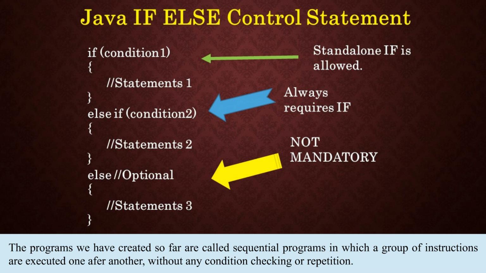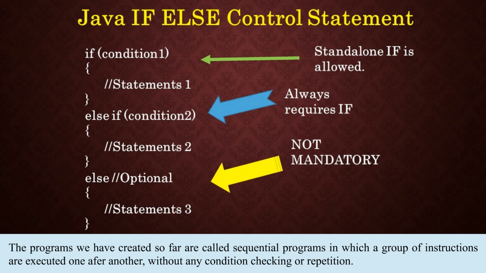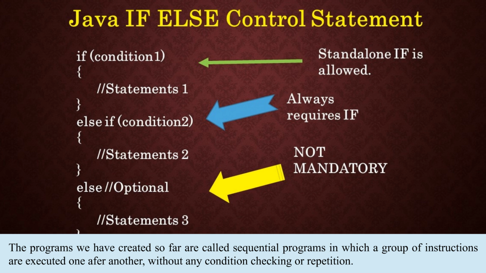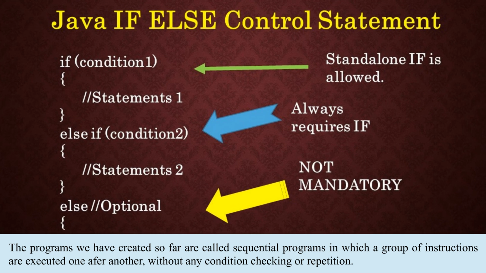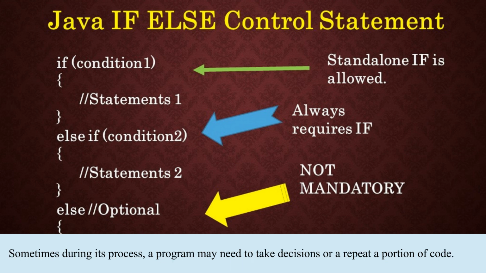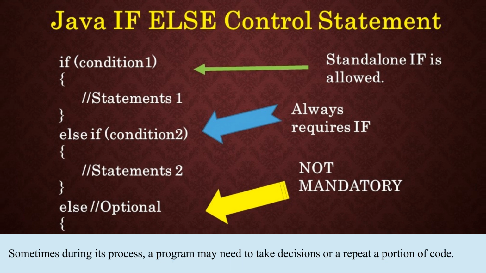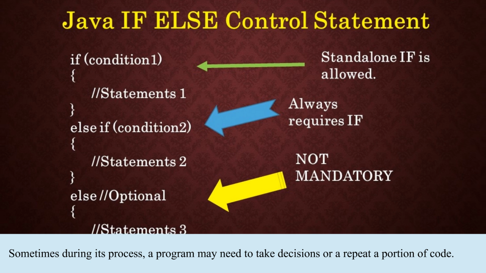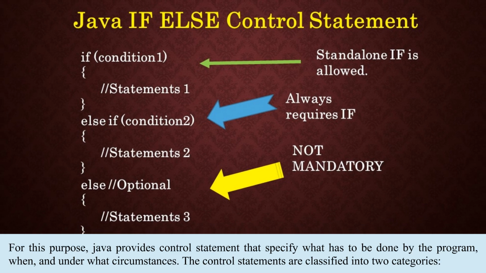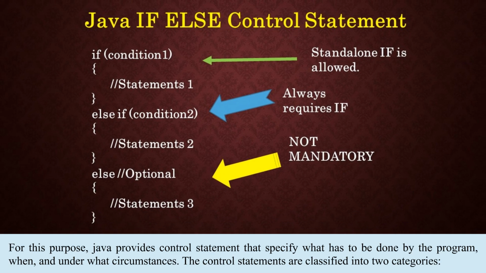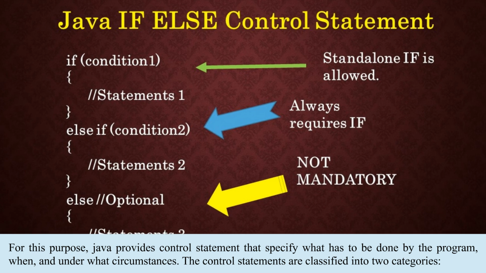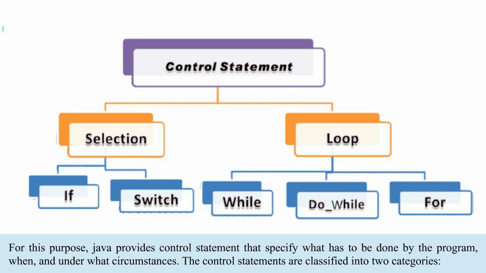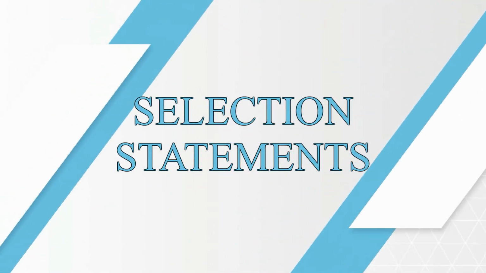Control statements in Java. The programs we have created so far are called sequential programs, in which a group of instructions are executed one after another, without any condition checking or repetition. Sometimes during its process, a program may need to take decisions or repeat a portion of code. For this purpose, Java provides control statements that specify what has to be done by the program, when, and under what circumstances. The control statements are classified into two categories: selection statements.